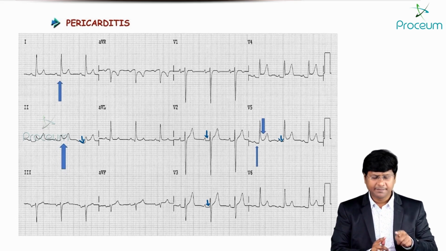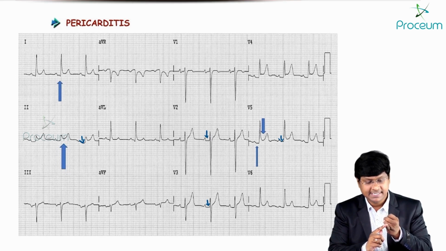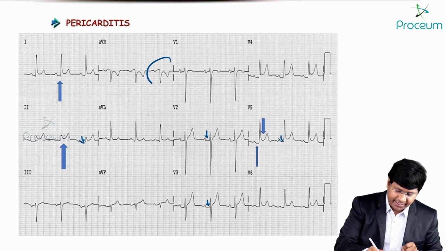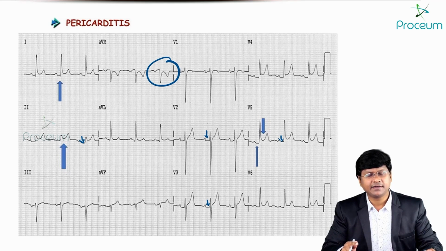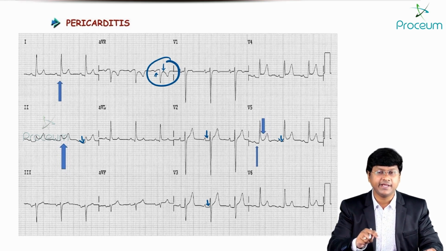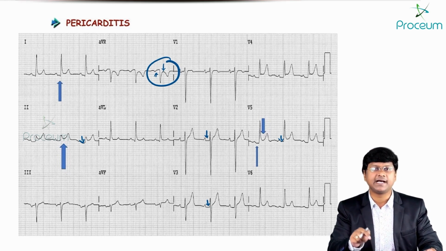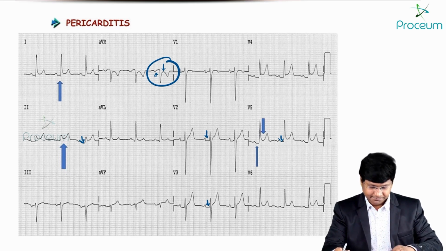Okay. So in pericarditis, you have concave ST elevation in all the leads and PR segment depression in all the leads except your AVR. Right? Except your AVR. In AVR, you will have ST depression and PR segment elevation. That is exactly opposite to that of the other leads. That is what you will see in case of the pericarditis. Now, you see the next question.